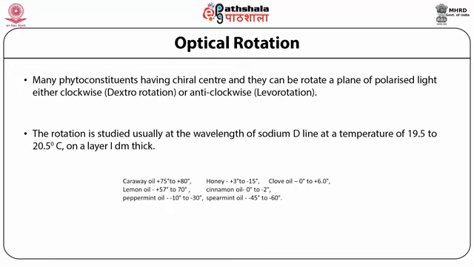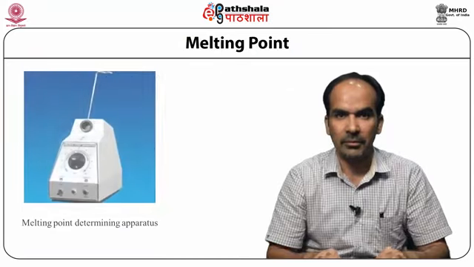As mentioned here in this slide, you can see that lemon oil has a value of plus 57 degrees to 70 degrees. We have cinnamon oil, which is levorotatory for values of 0 to minus 2 degrees. Spearmint oil, in the same way, is very strongly levorotatory.